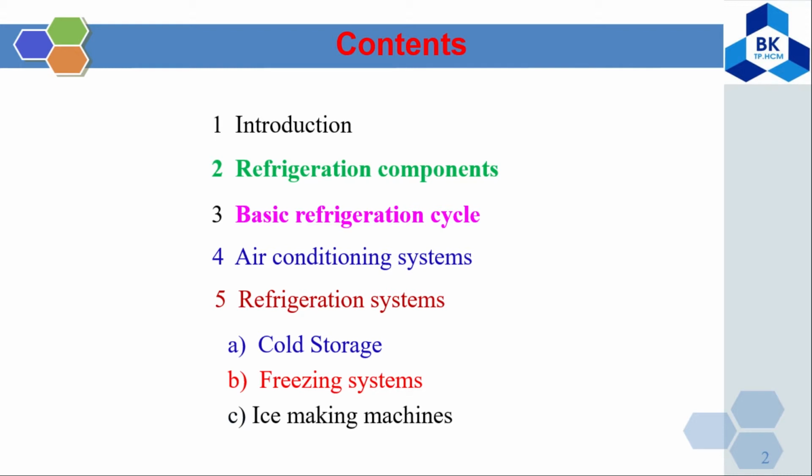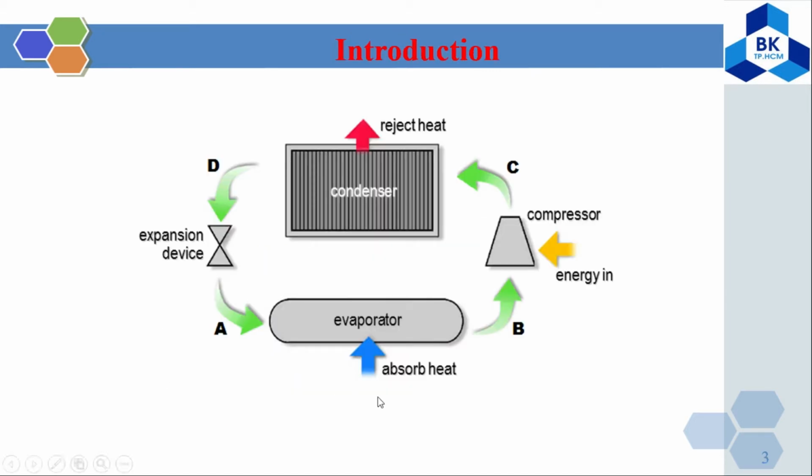We have first the introduction, second refrigeration components, number 3 the basic refrigeration cycle, number 4 the air conditioning system, number 5 refrigeration systems, including the cold storage, the freezing system, and the ice making machines. So for you as students of thermal engineering, refrigeration is nothing new. The refrigeration system combines 4 main components: first is a compressor, second is the condenser, third is the expansion device, and fourth is the evaporator.